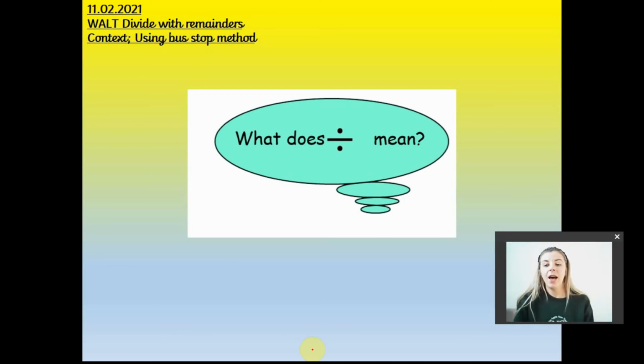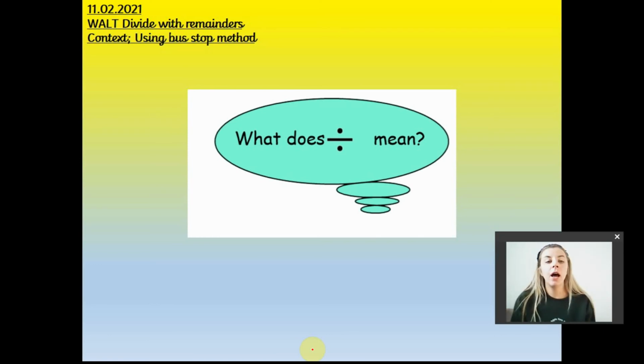A little bit better. When we multiply, the numbers get bigger. Our answer is always going to be bigger than the numbers that we're multiplying. However, when we divide, we are sharing our total. So we have our total at the start, and we want to share or divide it between a certain number. Hopefully, we want to divide it equally. However, sometimes you can't divide it equally, and that's what we're going to be going on to today.